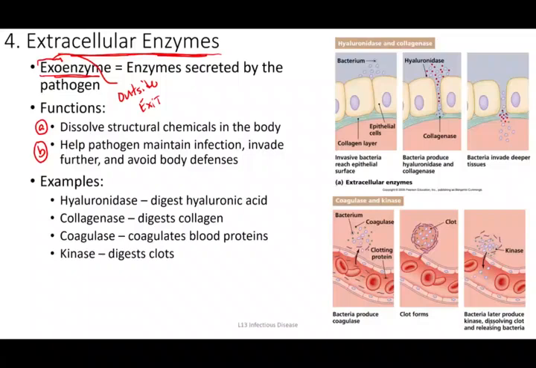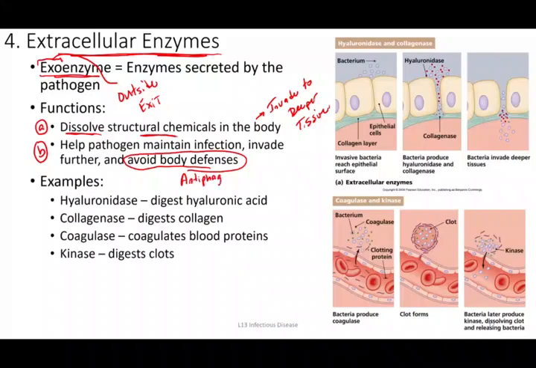So if an enzyme is going to dissolve and destroy some structural chemicals in the body, that's going to be pretty important because it may allow them to invade to deeper tissues. So that's going to be an important consequence. Or enzymes may allow for avoiding defenses again. So this is where the categories overlap a little bit. That sounds a lot like the previous category we just talked about, anti-phagocytic factor, and indeed it is. But we also want to talk about it here because specifically it's an enzyme that bacteria are making. So we'll give you some examples of each.